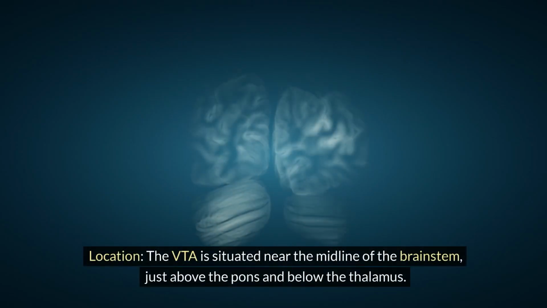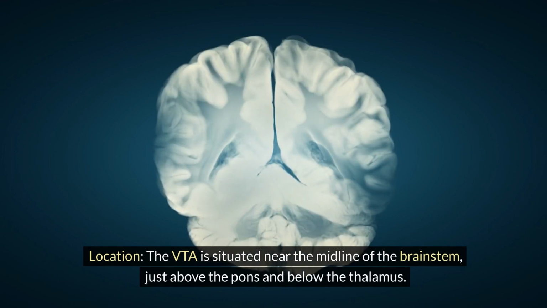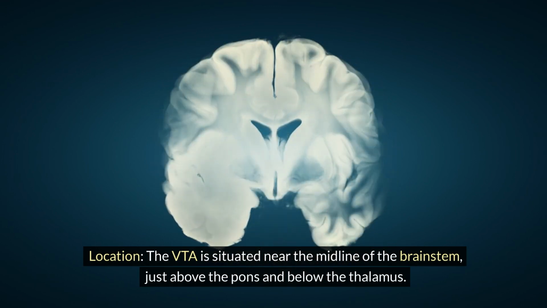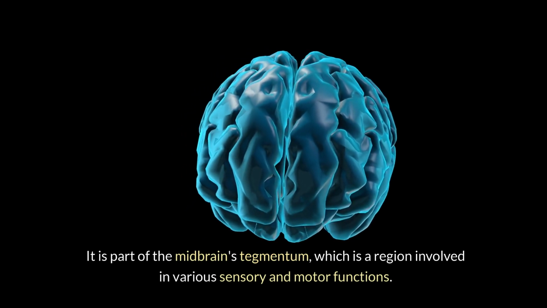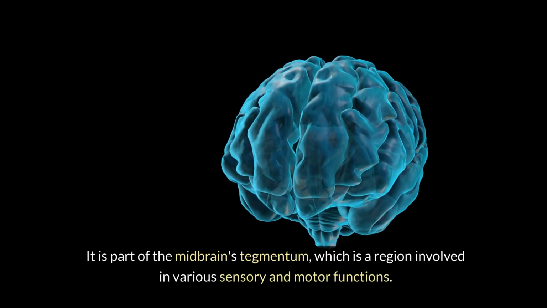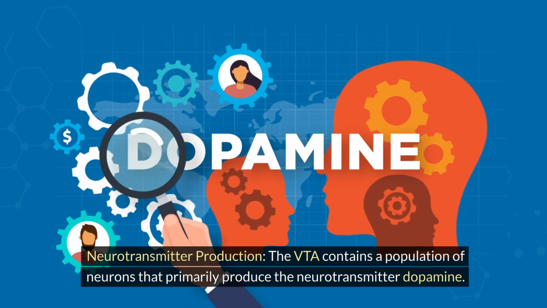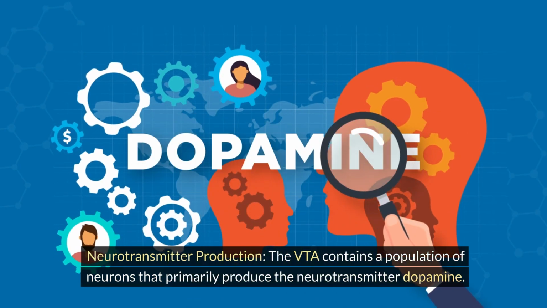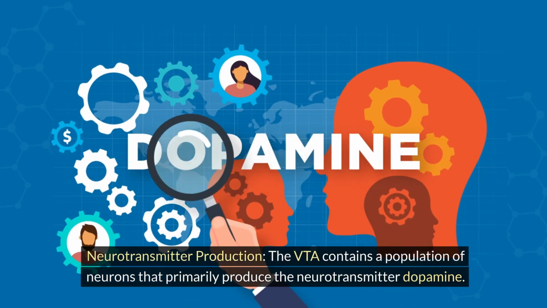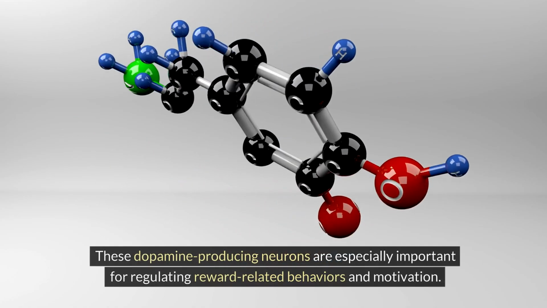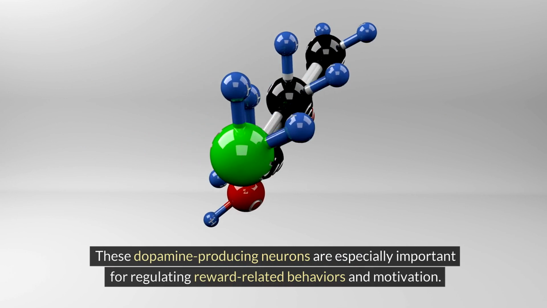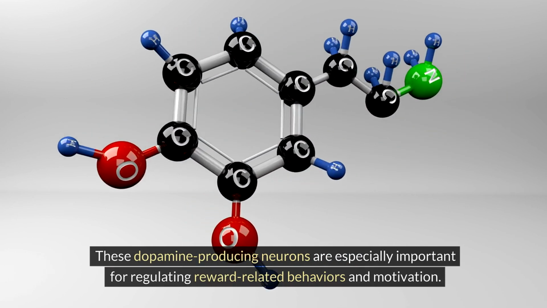Location. The VTA is situated near the midline of the brainstem, just above the pons and below the thalamus. It is part of the midbrain's tegmentum, which is a region involved in various sensory and motor functions. Neurotransmitter production. The VTA contains a population of neurons that primarily produce the neurotransmitter dopamine. These dopamine-producing neurons are especially important for regulating reward-related behaviors and motivation.